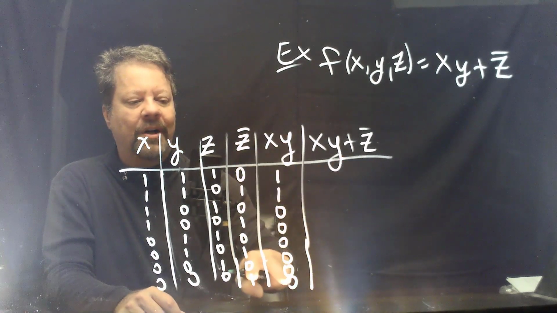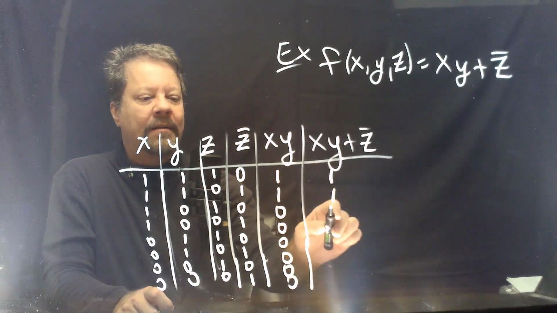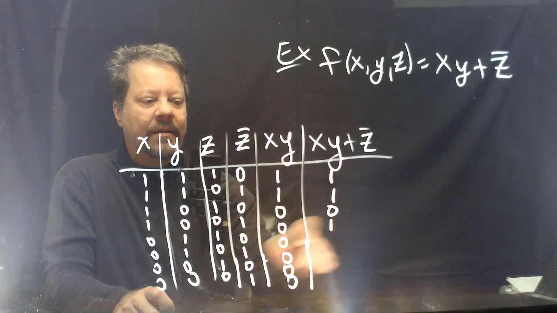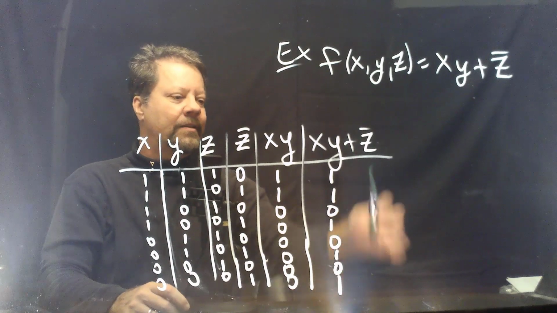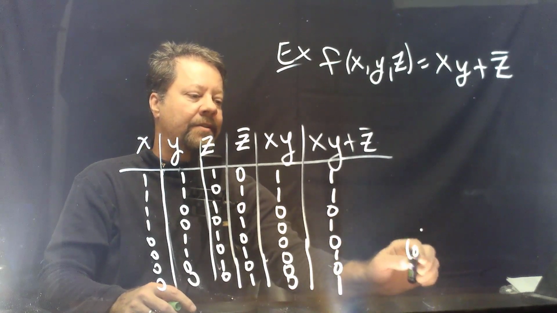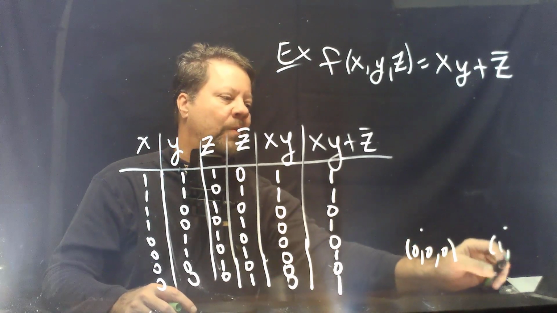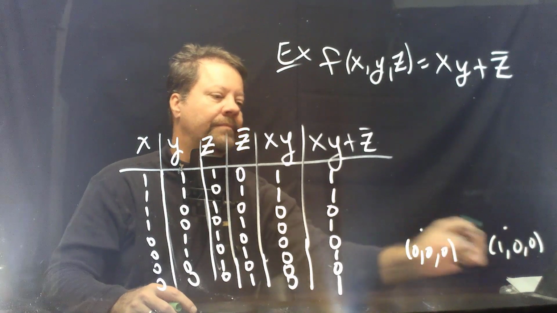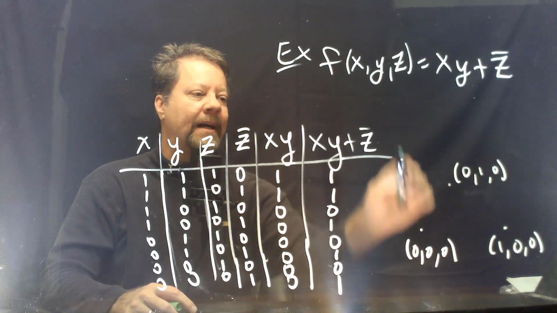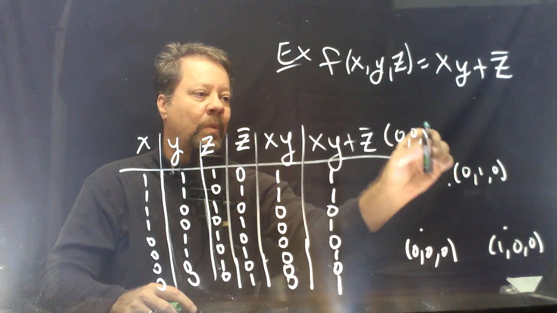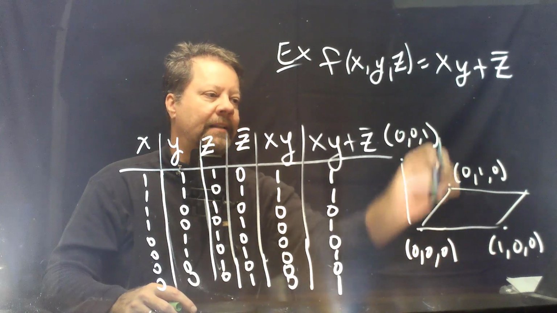Finally, we'll add these 2 columns here, and that's an OR statement, so you'll get 1, 1, 0, 1, 0, 1, 0, 1. So for our 3 cube, we'll have vertices 0, 0, 0. Moving 1 over here, it'll be 1, 0, 0. If you move 1 back, that's 0, 1, 0. And if you move 1 up, that's 0, 0, 1. We're going to have corners connected something like this.